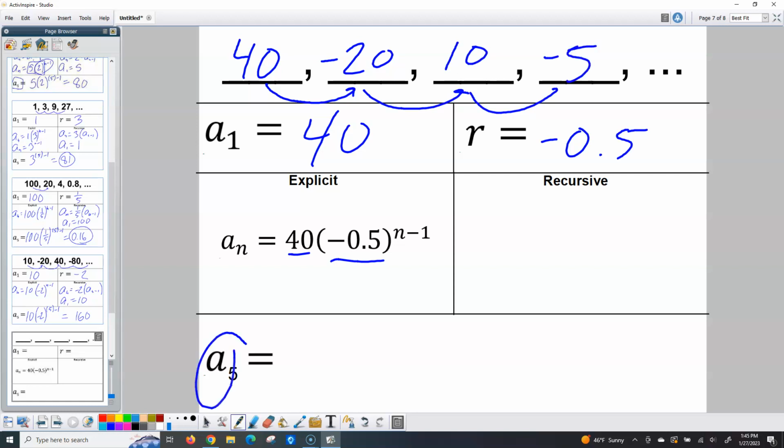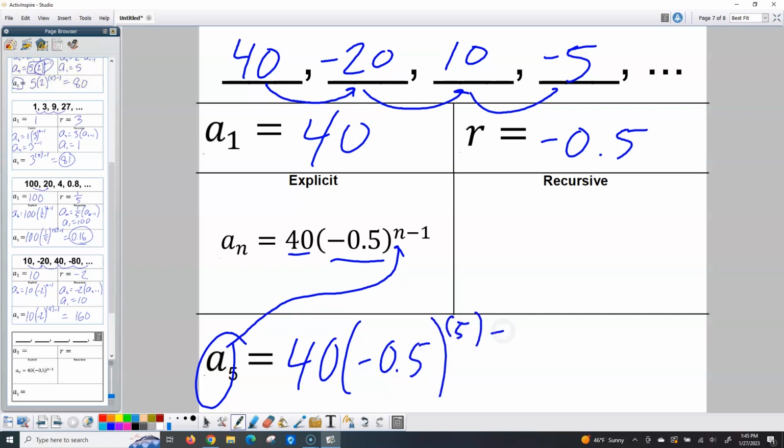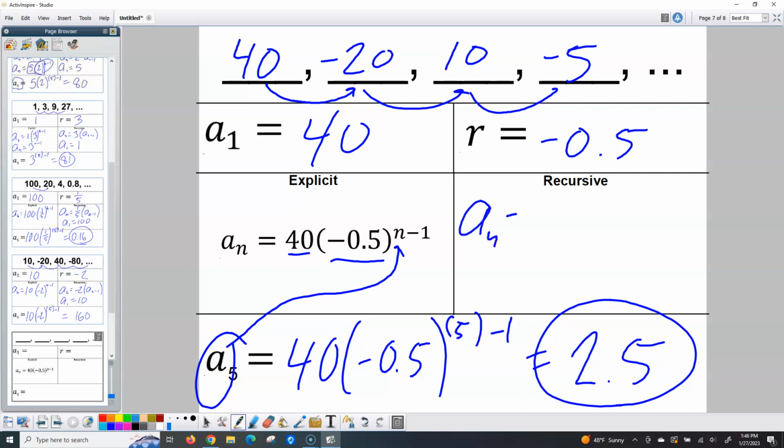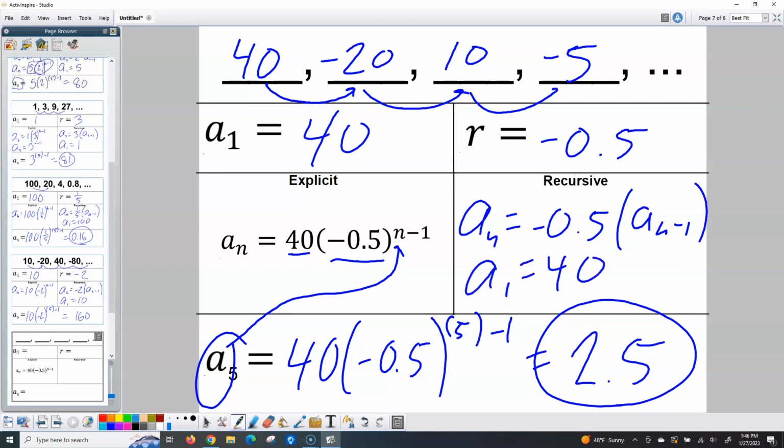And if I want to know the fifth term, I'm going to plug in 5 right there. That'd be 40 times negative 0.5 to the 5 minus 1. And I think that's going to give you positive 2.5. Recursive form, I'd have a sub n equals the ratio times the previous term with the first term starting at 40.